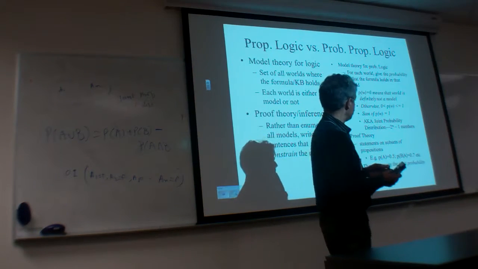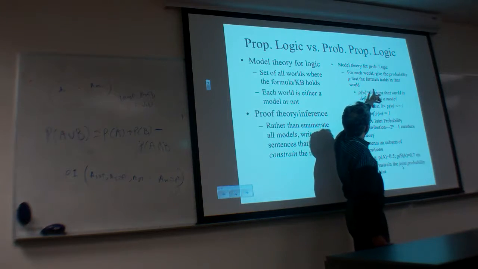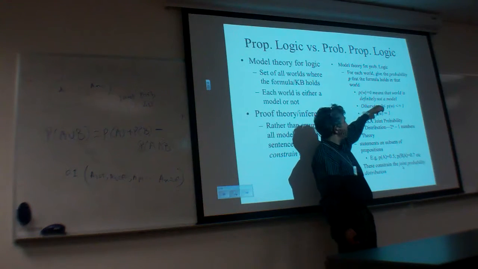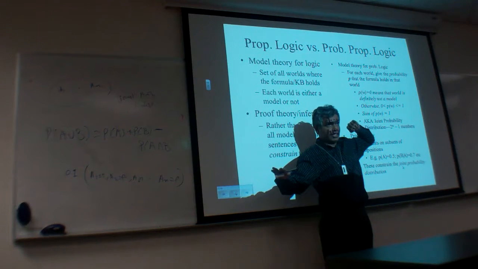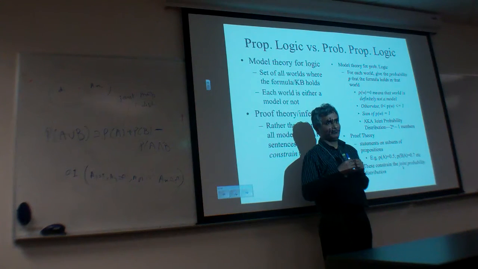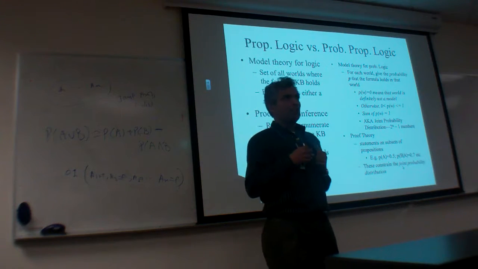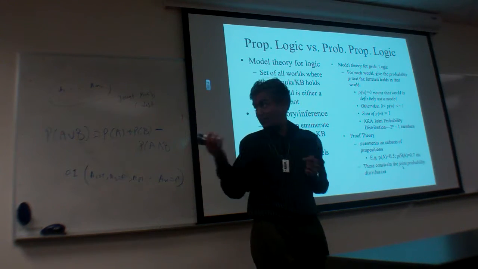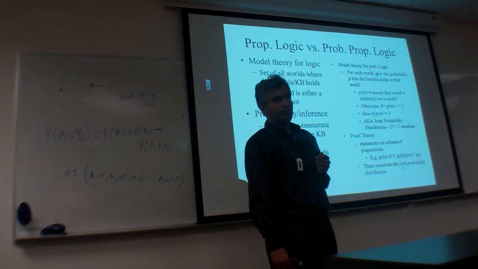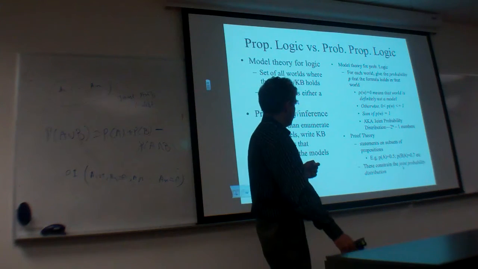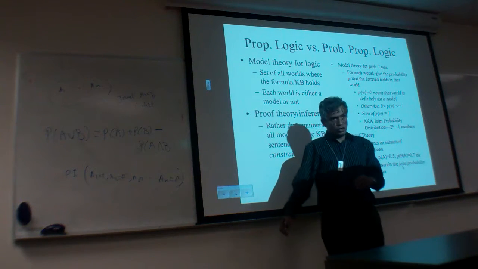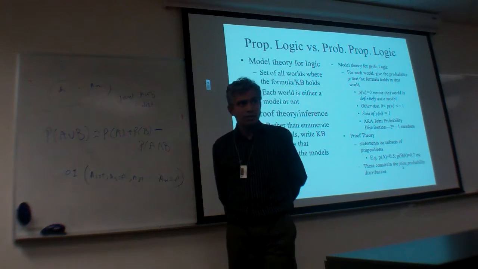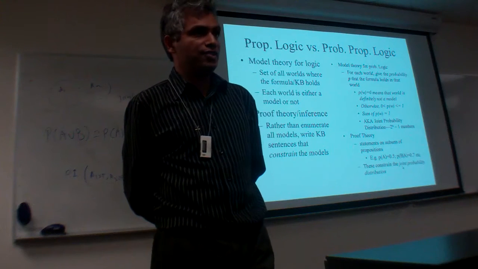So for each world, give the probability P that the formula holds in that world. And P(w) equal to 0, probability of the world equal to 0, means that the world is definitely not a model. And everything else is a maybe model. And the bigger the number, the more maybe the model is. That's a way of understanding joint probability distribution. Of course the sum of those numbers should be equal to 1. Now, the joint probability distribution has how many numbers? 2 power n minus 1 numbers.